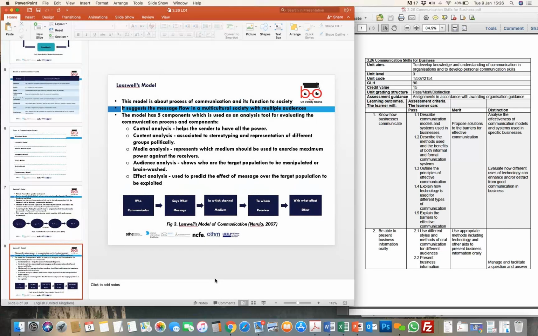Now, over the years, this model was refined into something called Lasswell's model. This is the second model that we look at. Because this model was a linear form of communication, this is also a linear form. But here, the process of communication is to benefit basically the society.